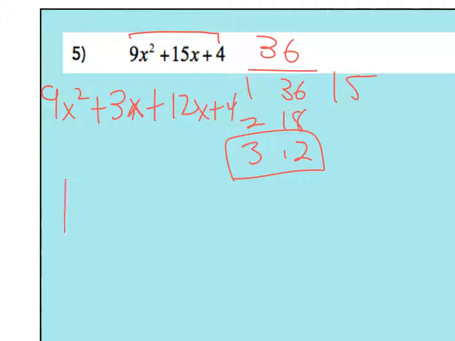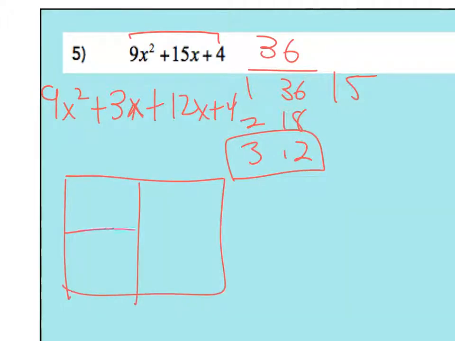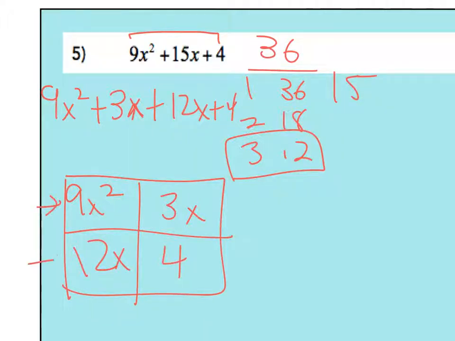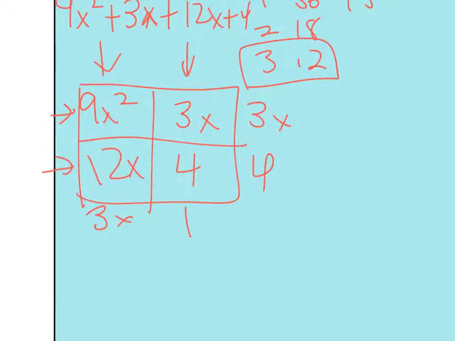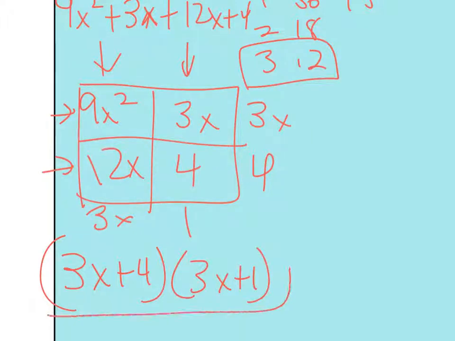So if I draw the box, what's in common, what's in common, what's in common, what's in common? So this is going to be 3x. This is going to be 4. Going down, this will be 3x. And this will be 1. Just going by what's in common. That's all I'm doing. So I want (3x plus 4)(3x plus 1). There's my answer.